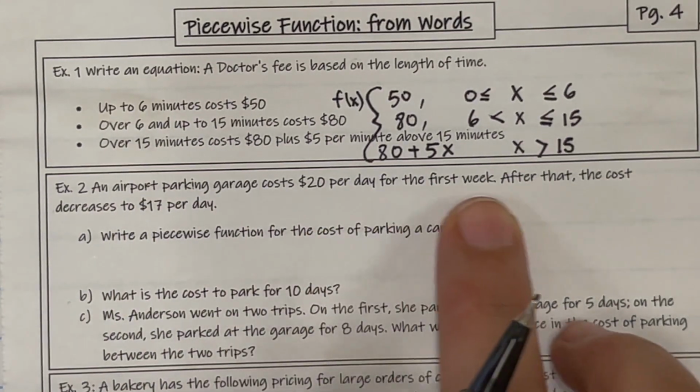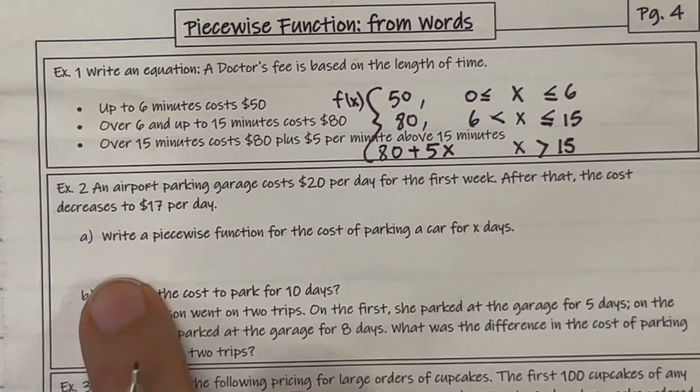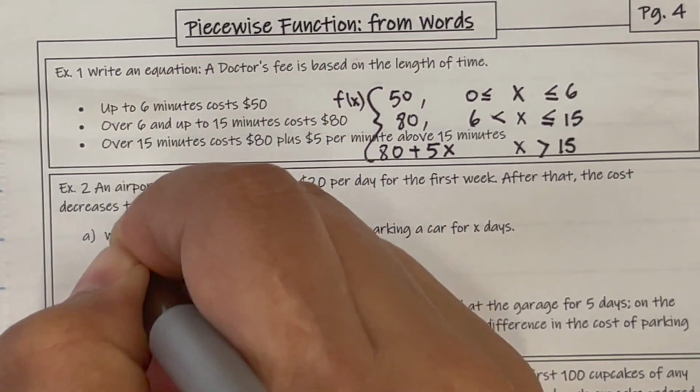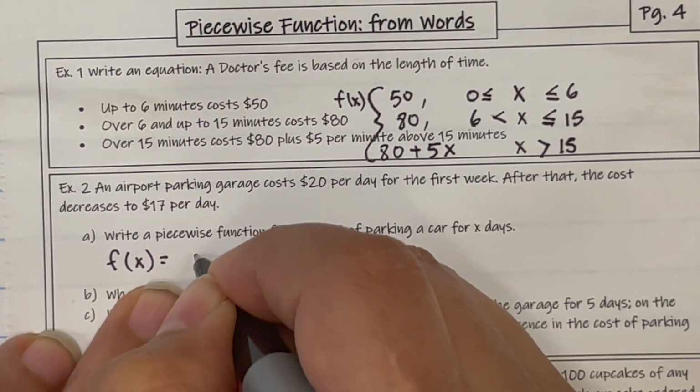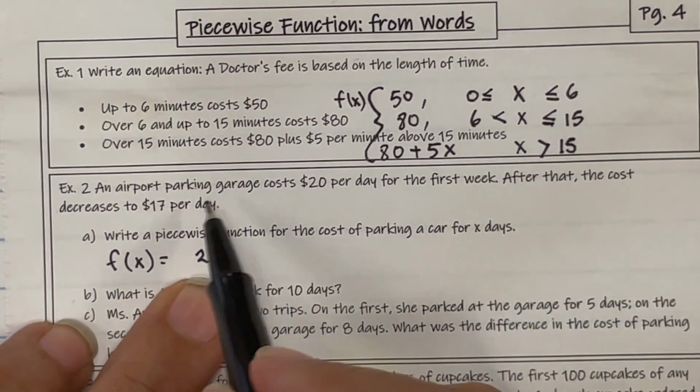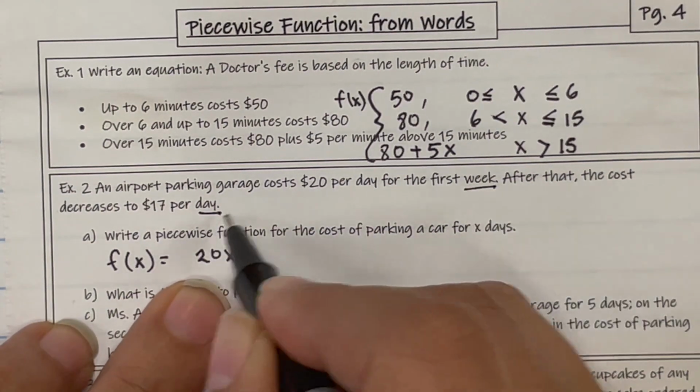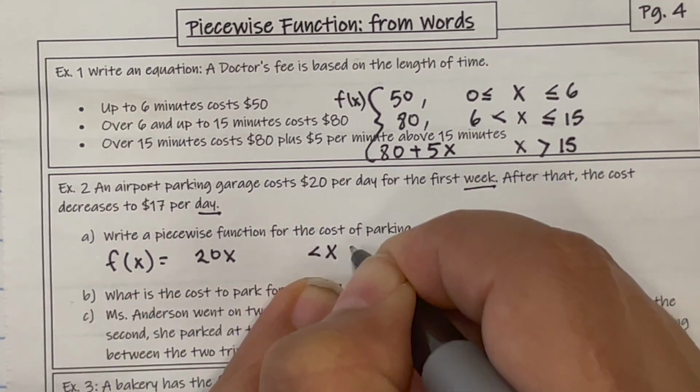All right, let's take a look at a more complicated one. So it's $20 a day for the first week. After that, the cost decreases to $17. Write a piecewise function. All right, so the first one is $20 every day. So $20 times x, because it's $20 per day.